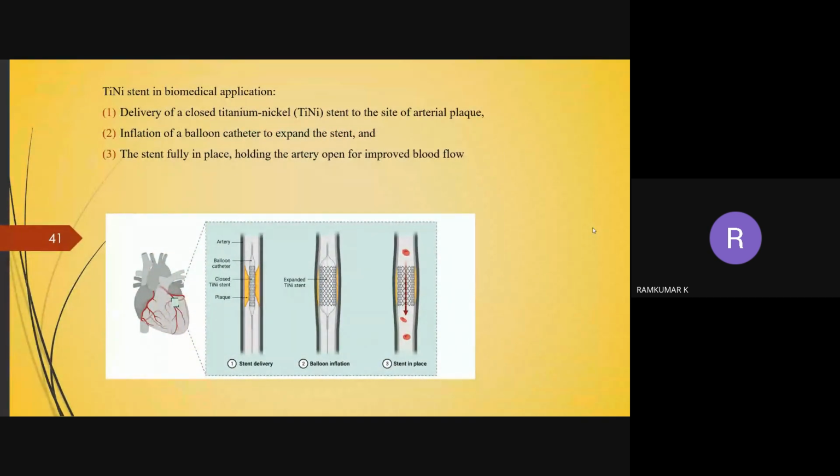So this is one of the examples where the shape memory alloys are used. Here you can see the nitinol, that is titanium nickel. When the stent is inserted into the blood vessel, here you can see the artery, the balloon catheter, and a closed titanium nickel stent. And here you can see the plaque formation in the blood vessel. So this stent is inserted into the blood vessel with this balloon catheter. When the balloon catheter expands, this titanium nickel stent will also expand. After that, the balloon is retracted and extracted from that place. The stent will be kept in that place. So in the last image, image 3, you can see the stent is placed. So it will push aside the plaque formation, or it will remove the plaque formation. So like this, the shape memory alloys will work.